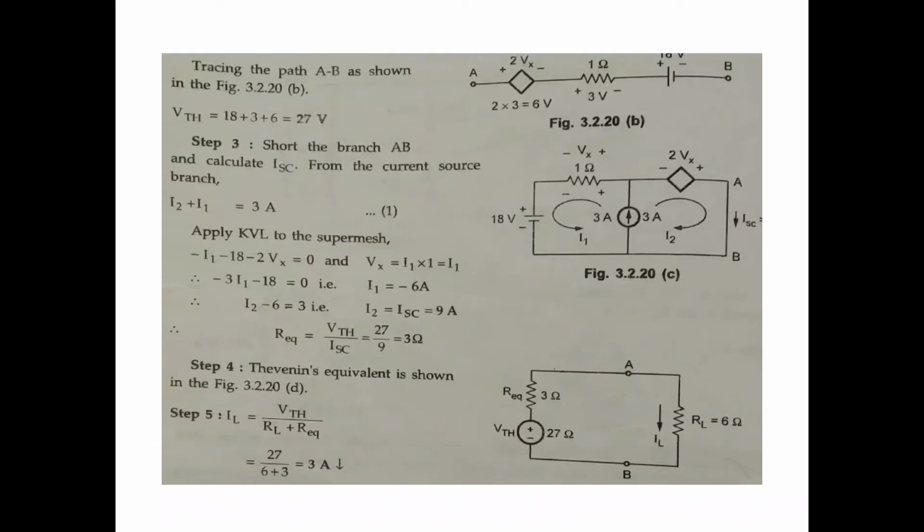Next, the Thevenin equivalent is shown in the figure. In this diagram, substitute the R equivalent value: 3. VTH is 27 volts, not ohm. RL is 6 ohms. Next, you calculate IL: VTH by RL plus R equivalent, 27 by 6 plus 3. 27 by 9, that is 3 amperes.